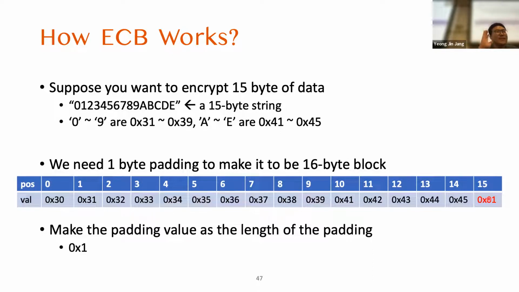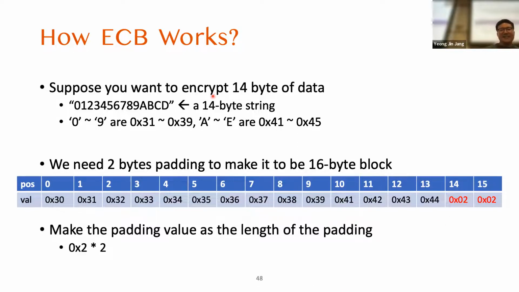Then how it works for the 14 bytes of data is, it has 14 bytes, so we have 2 remaining bytes. So we put 0202, twice. For 13 bytes, 030303. So the length of the padding is the amount of bytes required for the padding. So put that amount.